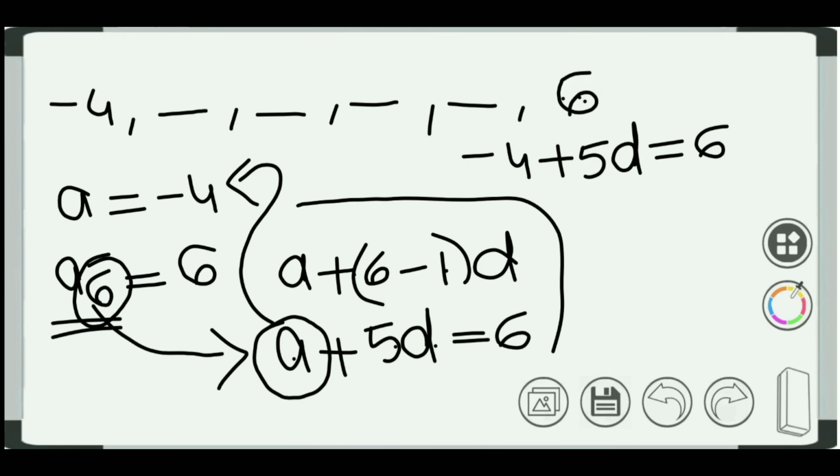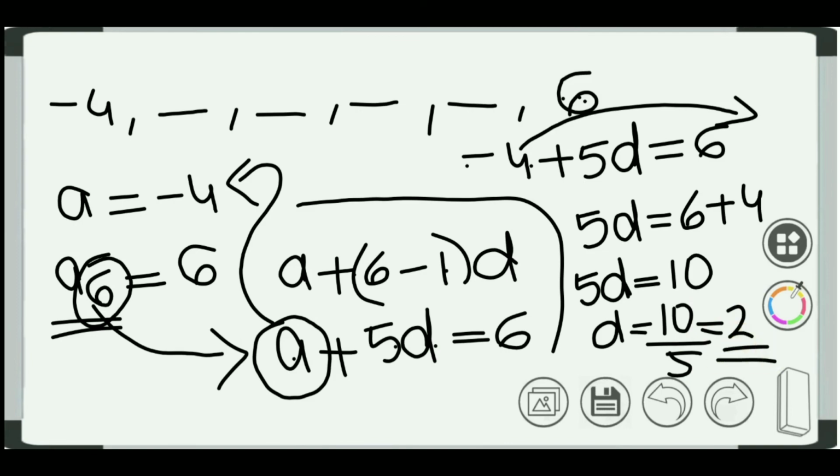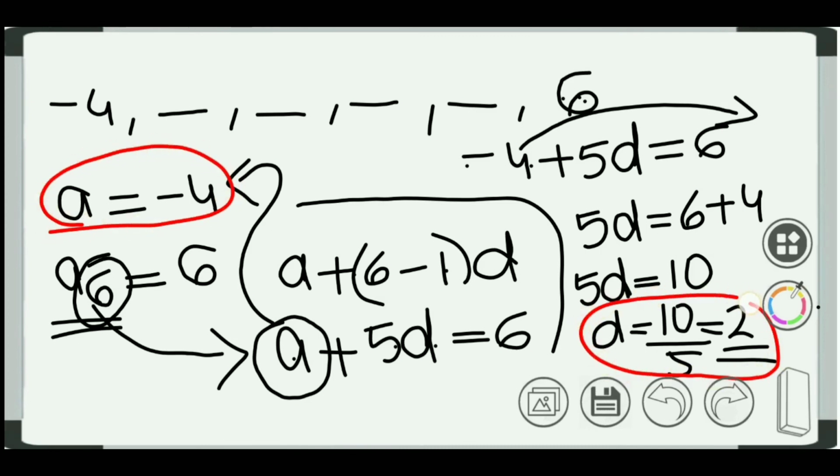I am taking this 4 this side. So minus 4 will become plus 4. 5D is equal to 6 plus 4. 5D equal to 10. Therefore D equal to 10 by 5, which is equal to 2. Now you got both the values. A is equal to minus 4. D is equal to 2. Both the values you got now. So you can find second term, third term, fourth term, fifth term.